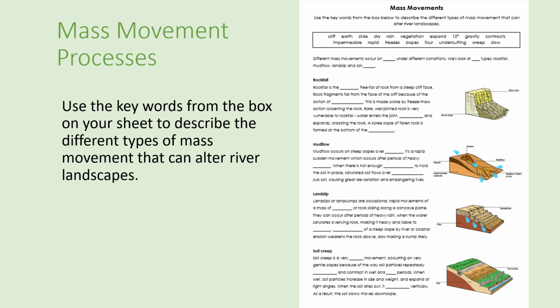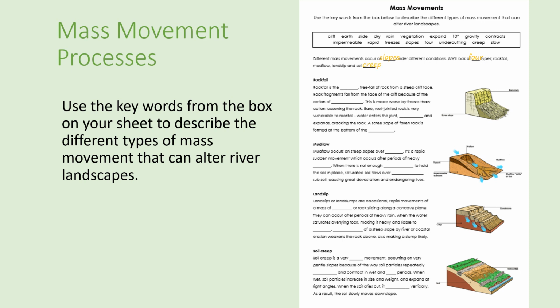Okay, so let's go through the answers. So it starts off with different mass movements occur on something under different conditions, and it's going to be on slope. You can't have mass movement unless there's a slope. And as you can see, we're going to look at 4 different types: rockfall, mudflow, landslips, and soil creep.